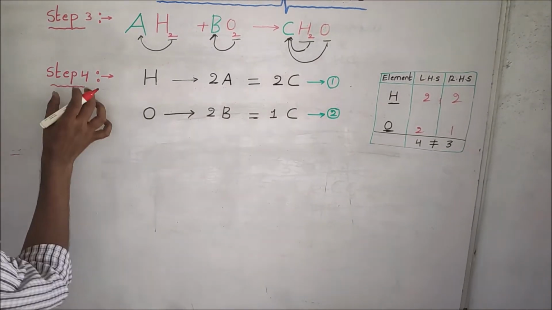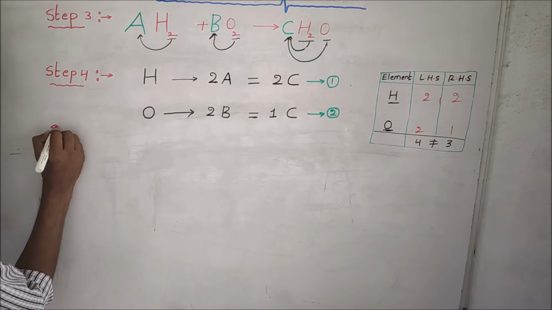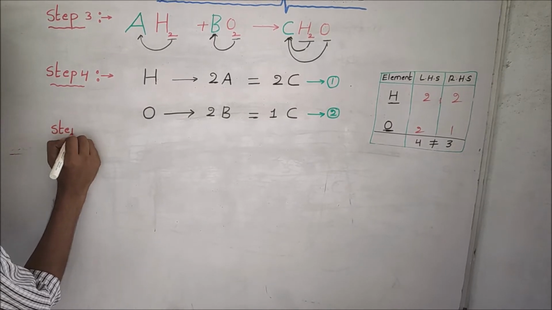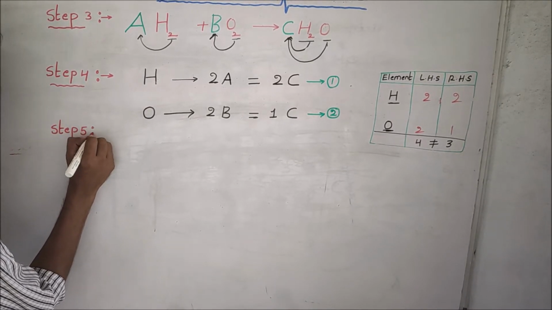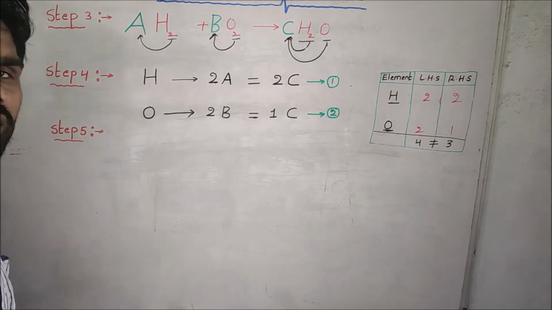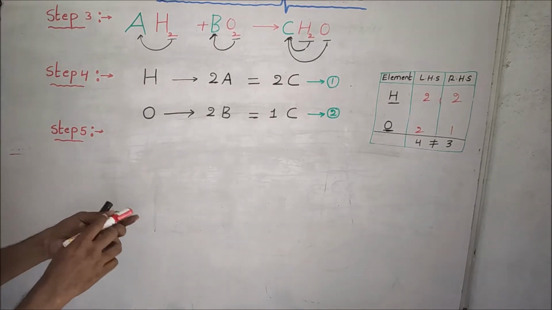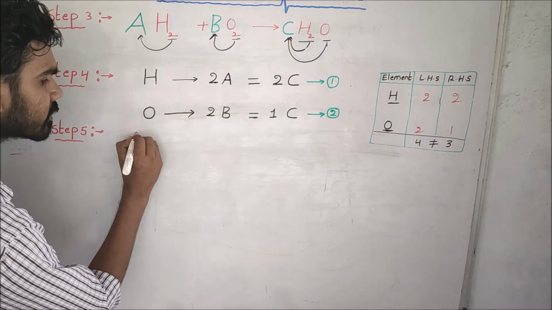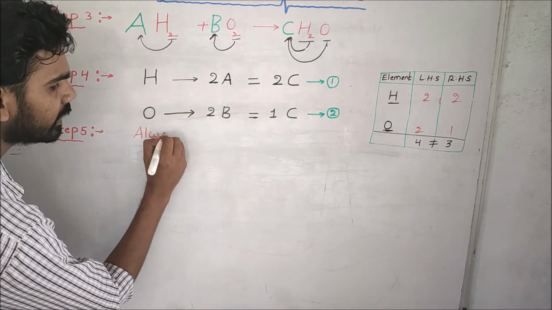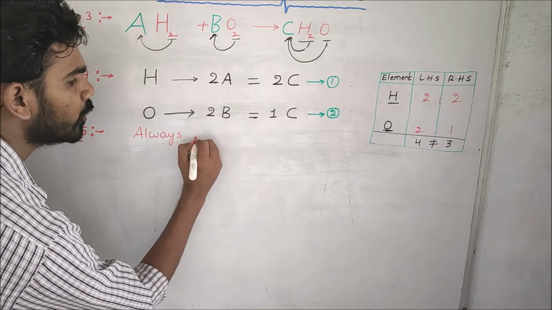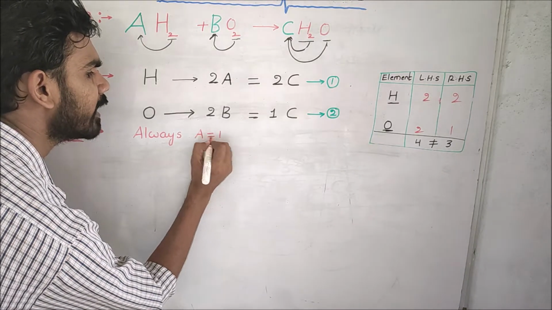Okay, now after step 4, step 5. Step 5, it's very easy now. Always, step 5. Nana, step 5: you take A equal to 1.